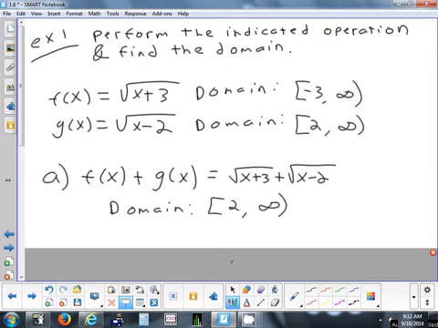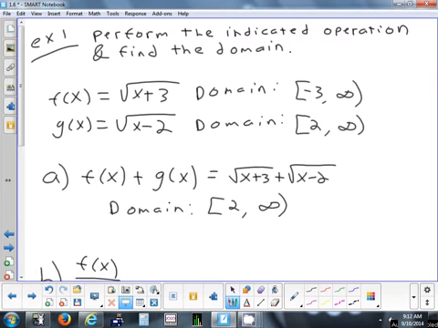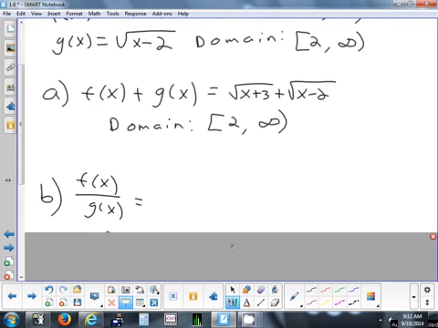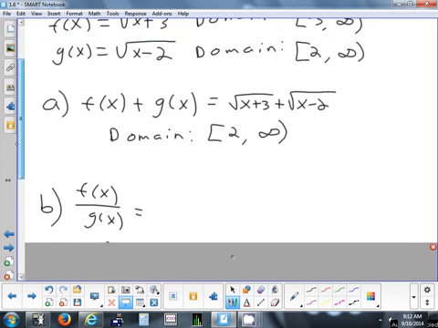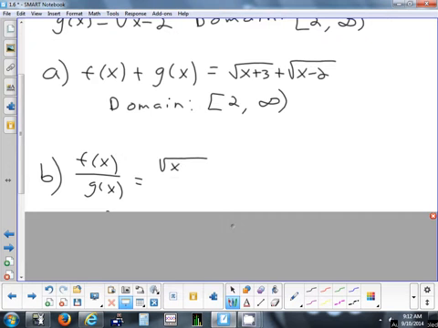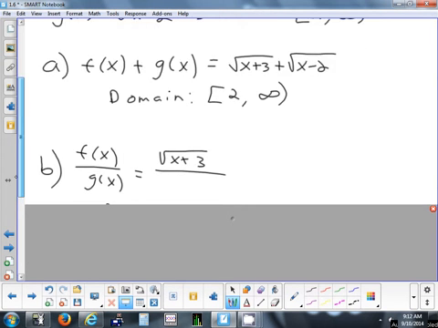Okay, let's try f of x divided by g of x. So we have square root x plus 3 divided by square root x minus 2. And what do I need to do here just to clean that up algebraically a little bit? Yeah? Multiply by the square root of x minus 2 on both top and bottom. Yeah, we'll multiply by the square root of x minus 2 on top and bottom.